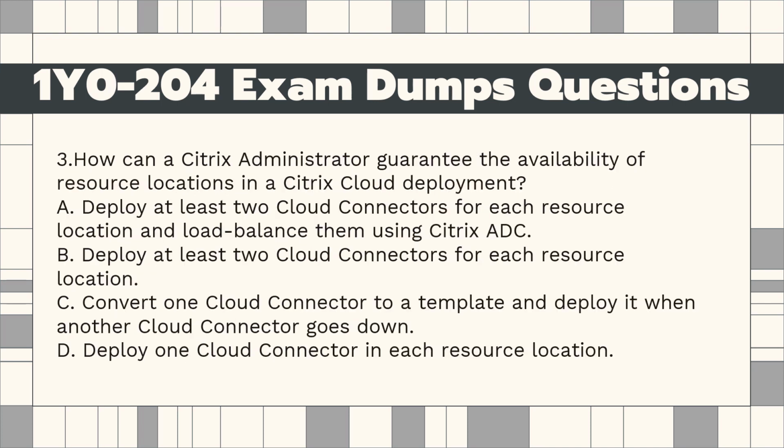3. How can a Citrix administrator guarantee the availability of resource locations in a Citrix Cloud deployment? A. Deploy at least 2 cloud connectors for each resource location and load balance them using Citrix ADC. B. Deploy at least 2 cloud connectors for each resource location. C. Convert one cloud connector to a template and deploy it when another cloud connector goes down. D. Deploy one cloud connector in each resource location.